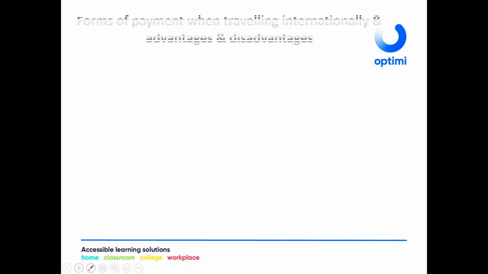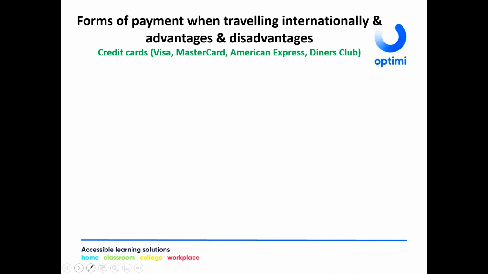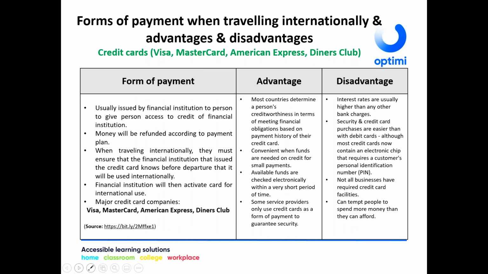Good, the next payment that we're going to look at is credit cards. I think most of you are also familiar with a Visa, a MasterCard, American Express, and a Diners Club credit card. So what is a credit card?